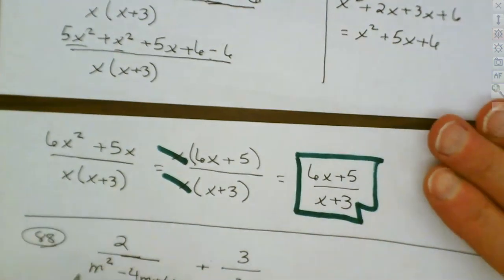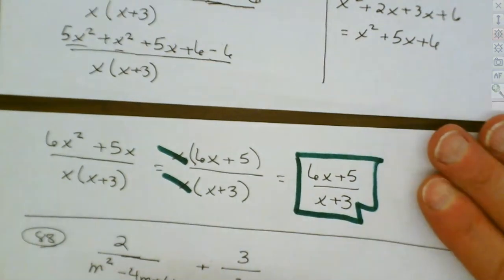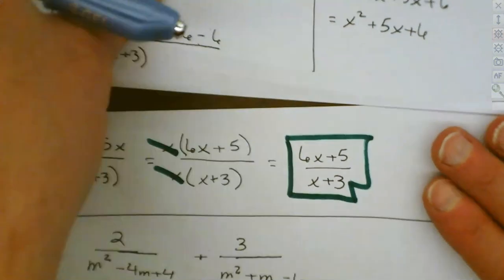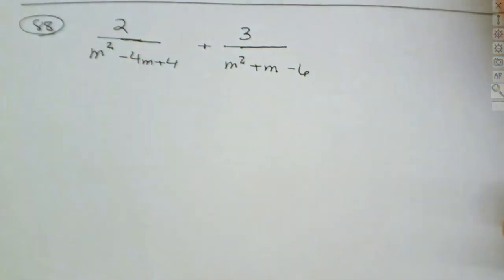Okay, so on question 88 here, we've got m squared plus m minus 6. And we're going to quickly factor these because you should not have to do grouping, and you should be able to factor them out really, really quickly.